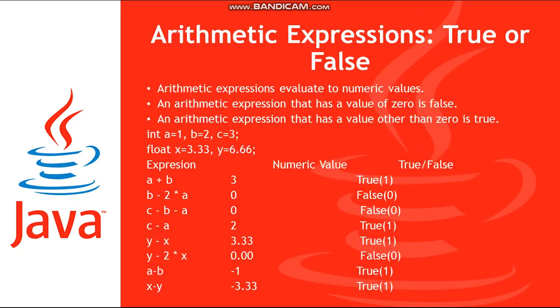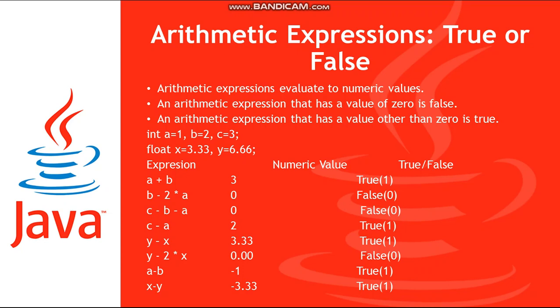After that, an arithmetic expression is true or false, which in machine language is 0 or 1. If a is equal to 5 and b is equal to 5, then a is equal to b, and the result will be 1, that is true. If it is not equal, then the result will be 0. So 0 is false and 1 is true.